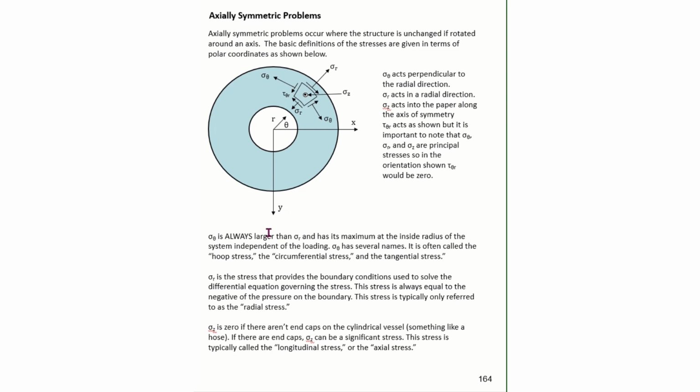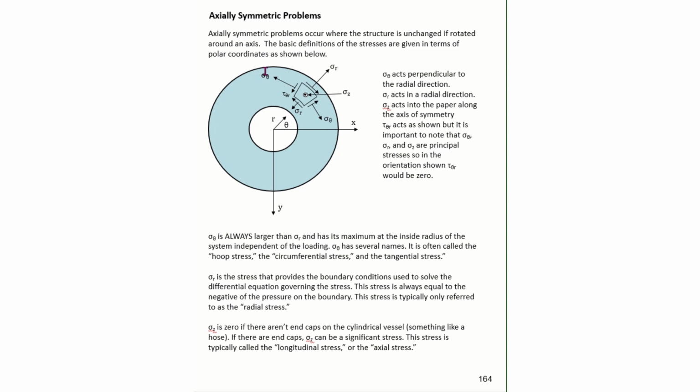So a couple important points to note about axisymmetric problems is that sigma theta is always larger than sigma r and has its maximum at the inside radius of the system independent of the loading. So from that statement, we learn that sigma theta is always the critical stress.